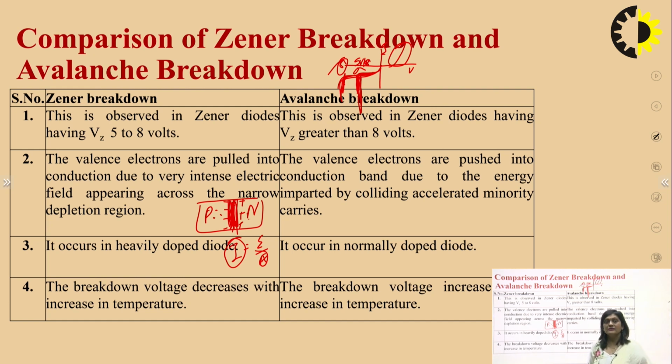So at this high voltage, the kinetic energy of the electrons is very high, and they collide with the atoms with very high energy, and they impart that energy to the atoms, and atoms also lose the electrons. So this process becomes a chain, multiplicative process. So this is the avalanche breakdown. In Zener breakdown, the breakdown voltage decreases with increase in temperature, but in case of the avalanche breakdown, the breakdown voltage increases with the increase in temperature.